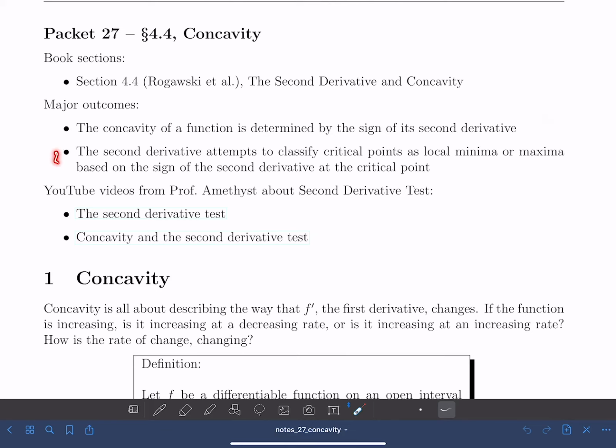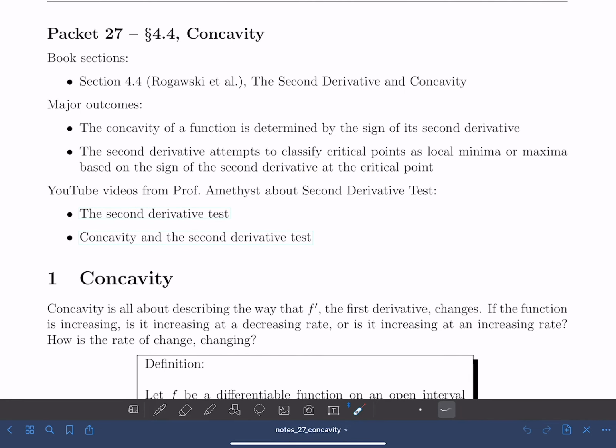The second one is that the second derivative attempts to classify critical points as local minima or maxima based on the sign of the second derivative at the critical point, that is to say, the concavity. So we're going to try to use concavity to determine whether critical points are local mins and local maxes.